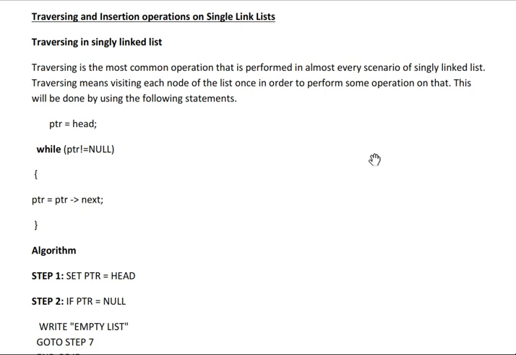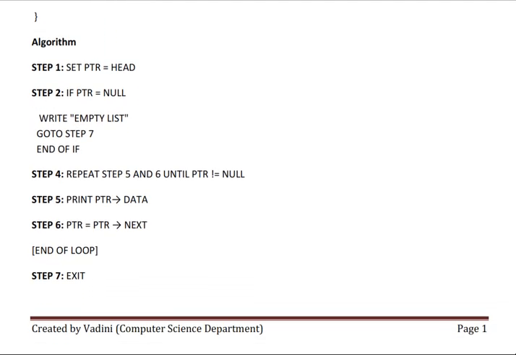The process of traversing a singly linked list involves printing the value of each node and then going to the next node and printing that node's value also, and so on until it reaches the end. As it's written, traversing means visiting each node. So let's see how we will do its algorithm. What is the step-by-step algorithm?